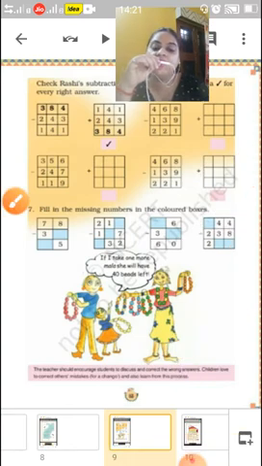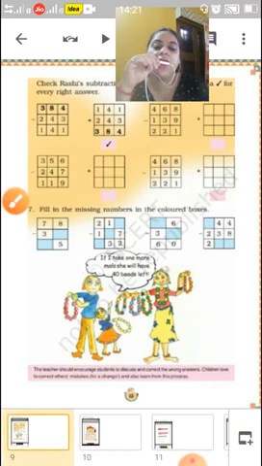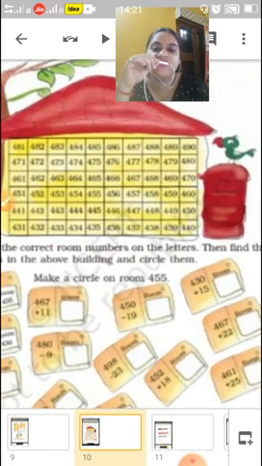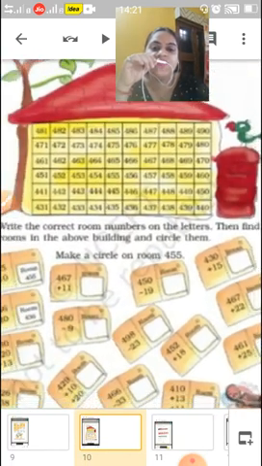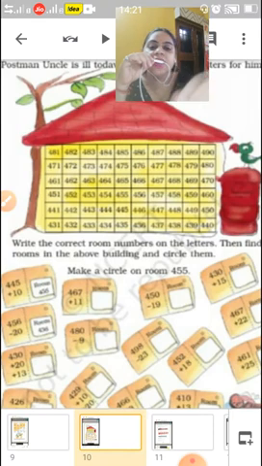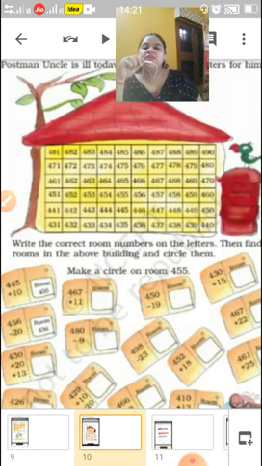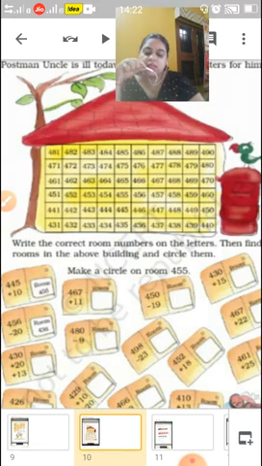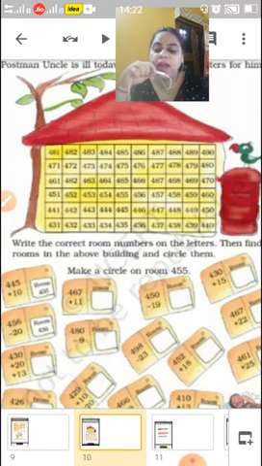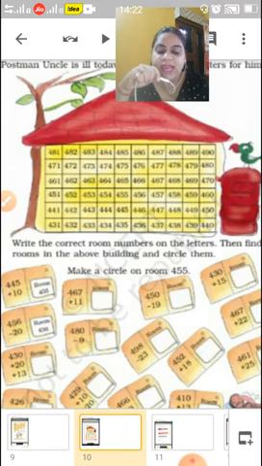Okay children, now come to the next page. In this also you have to write down the missing number. This is a home. In this you have to write down the number. Okay, first, postman uncle is ill today. Let's deliver the letters for him.